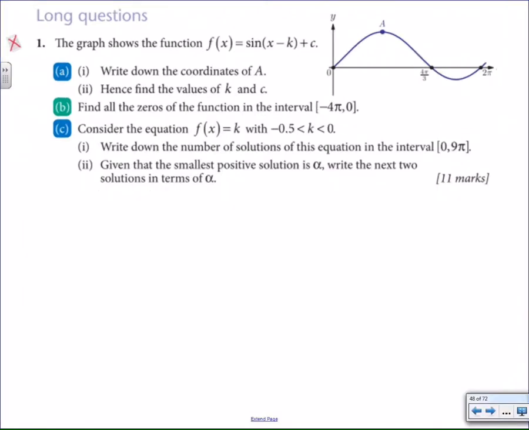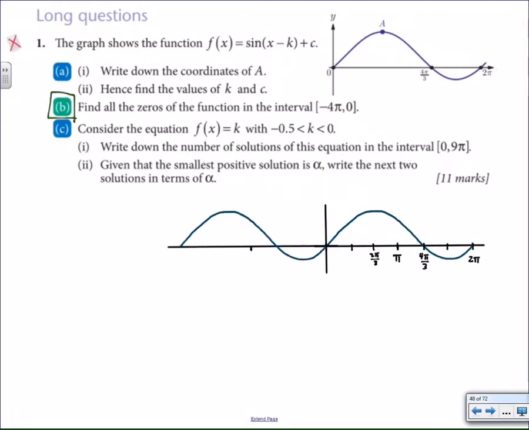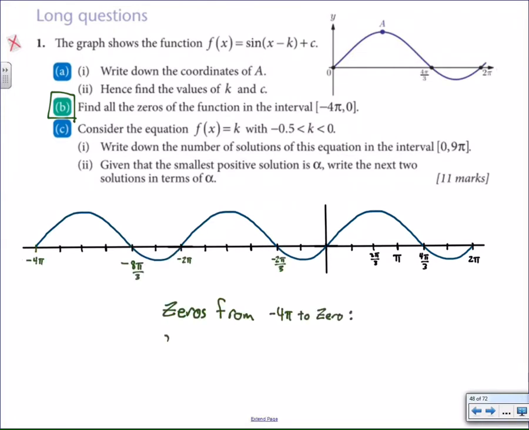Next question was asking to find all of the zeros of the function from negative 4 pi to 0. So what I need to do is to take the original graph and shift it or transfer it periodically back 2 cycles. And in so doing, I can identify, first of all, the easiest zeros to find, which are, we started here at 0, we shift back 2 pi, and we shift back another 2 pi.